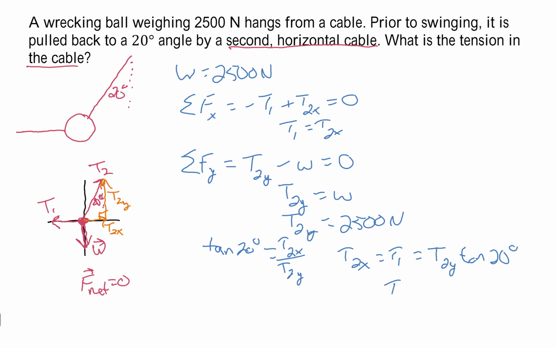Okay, so that means T1 equals T2y, which was 2,500 newtons times tangent 20 degrees. I can plug that into my calculator and get an answer, and it winds up being, with significant figures, 910 newtons. And that's your answer.